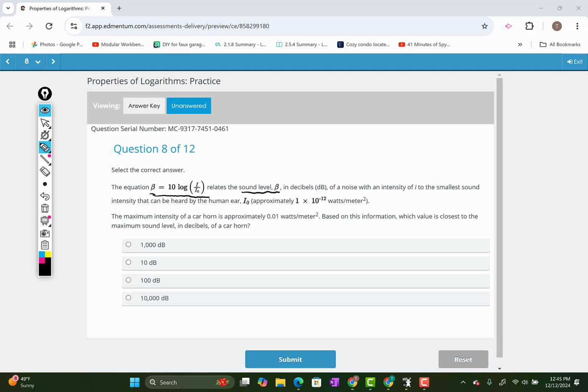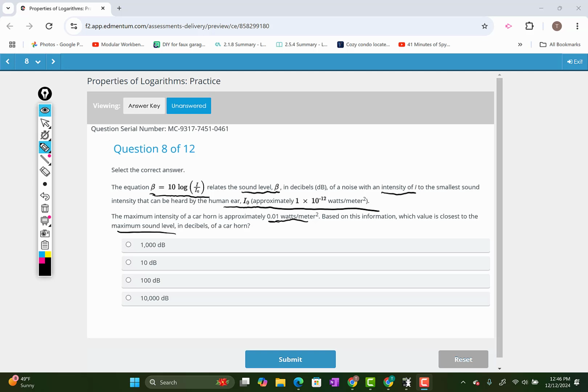an intensity of I. So I represents the intensity, compared to the smallest sound intensity that can be heard by the human ear. So the smallest sound intensity is represented by this, I sub 0. And they give us the exact number for I sub 0. The maximum intensity of a car horn is approximately 0.01 watts per square meter. Based on this information, which value is the closest to the maximum sound level in decibels of a car horn?